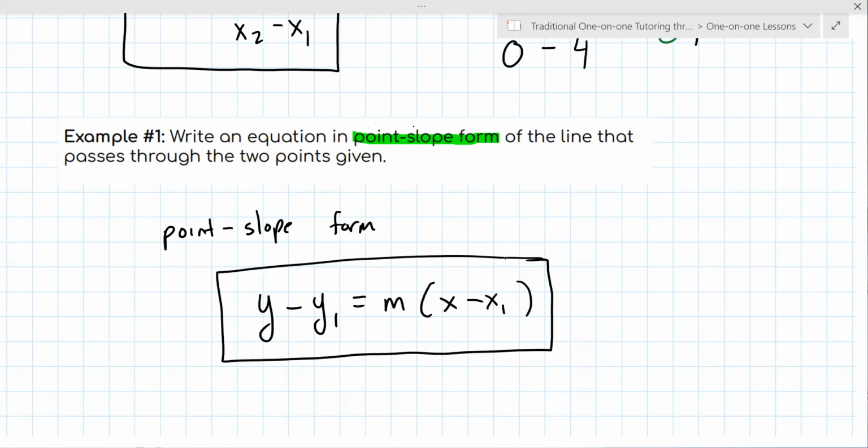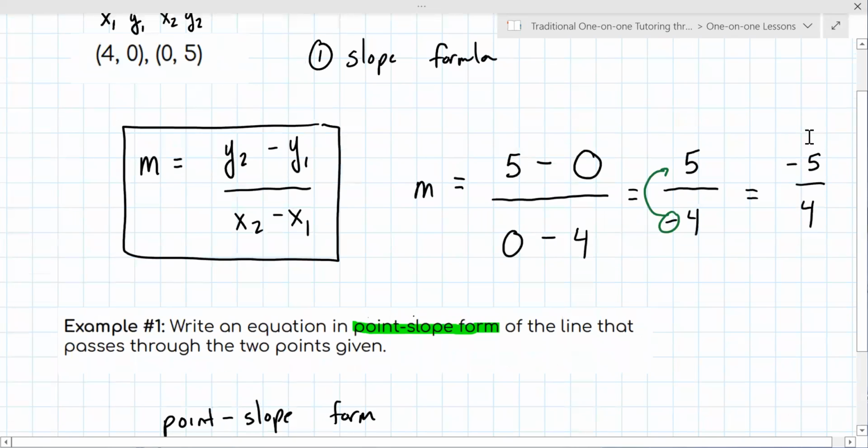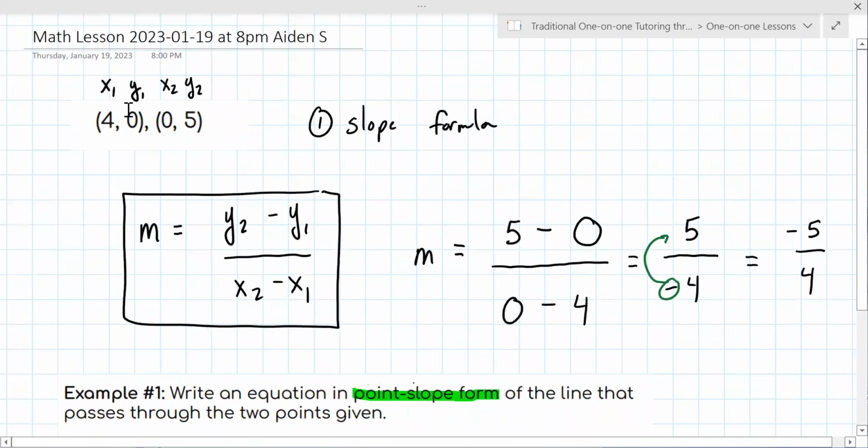Here's what you have to do to use this formula. You need 2 things. You need the slope, which you have because you found it, and you need a point, an x1 and a y1. You have a slope here, -5 over 4, that you calculated, and you actually have 2 points. So you just pick one that you like better. Do you like the 4, 0 better or the 0, 5 better? 4, 0.